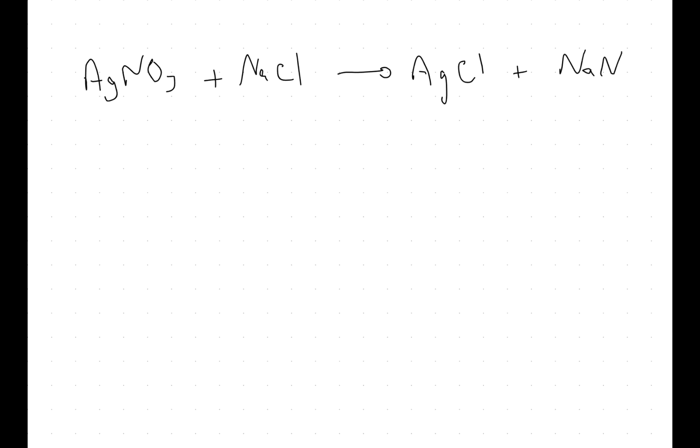So I just ask you, if I have silver nitrate plus sodium chloride, it will give me silver chloride, a double displacement reaction, plus sodium nitrate. Okay? Which one is the solid? According to the solubility rules, it's silver chloride. Do you still remember the solubility rules? Any one of you remember?